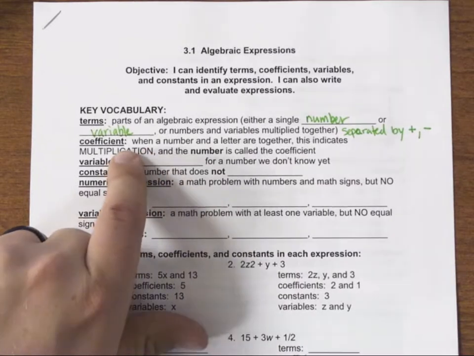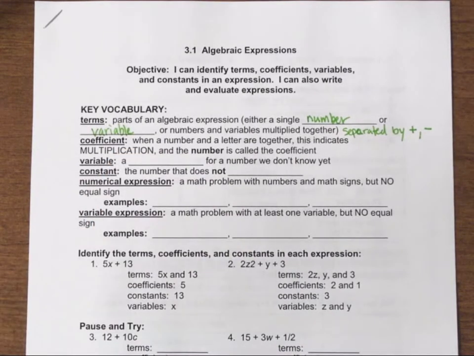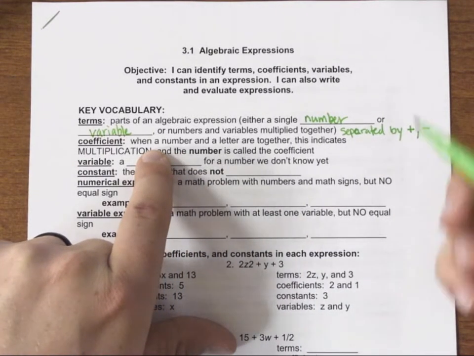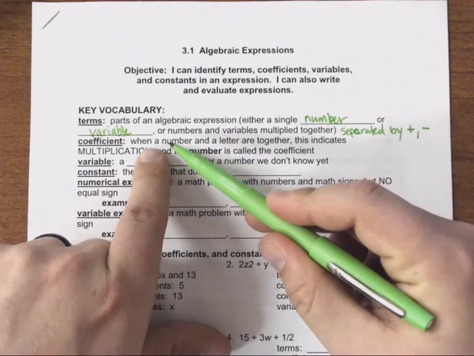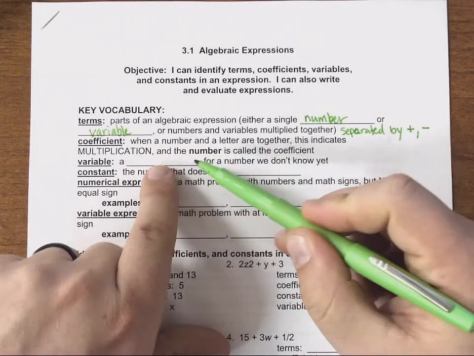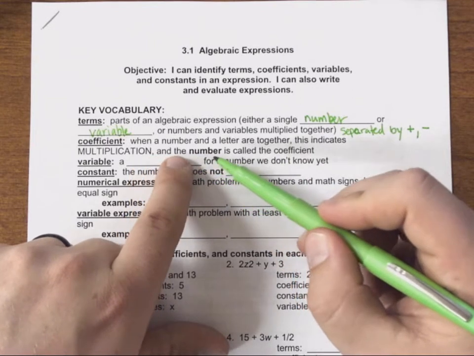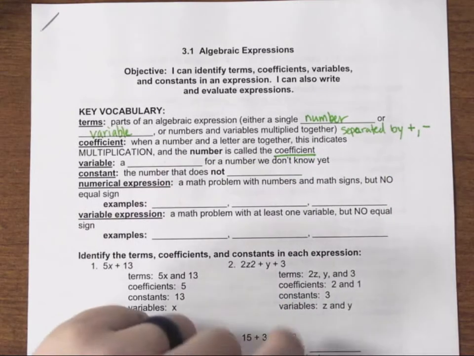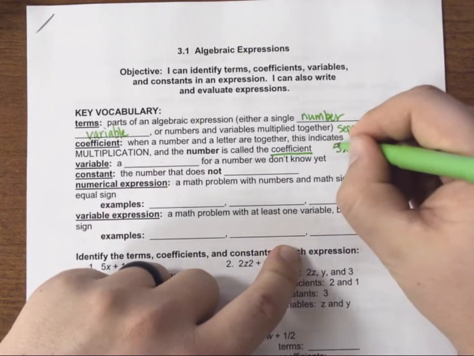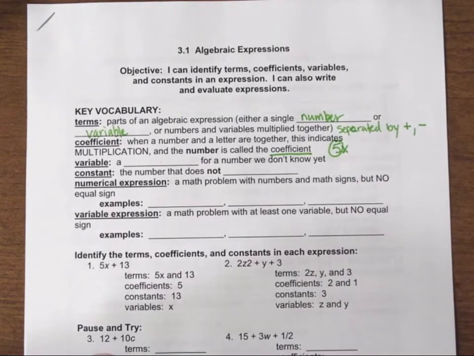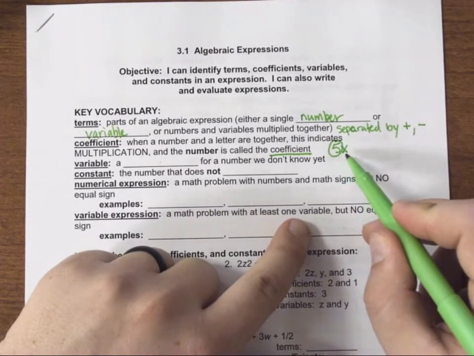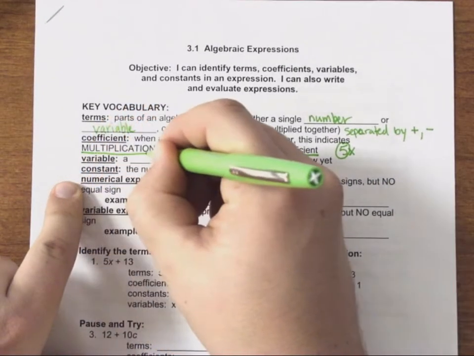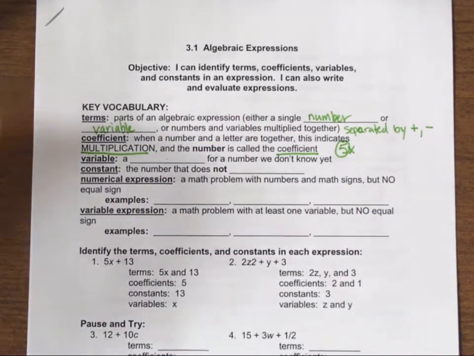Coefficients. Remember yesterday we talked about the coefficient tells us how many of a variable we have. So when a number and a letter are together, this indicates multiplication, and the number is called the coefficient. For example, 5x. 5 is my coefficient because 5 tells me how many x's I have, or it also represents multiplication. It's the same thing.